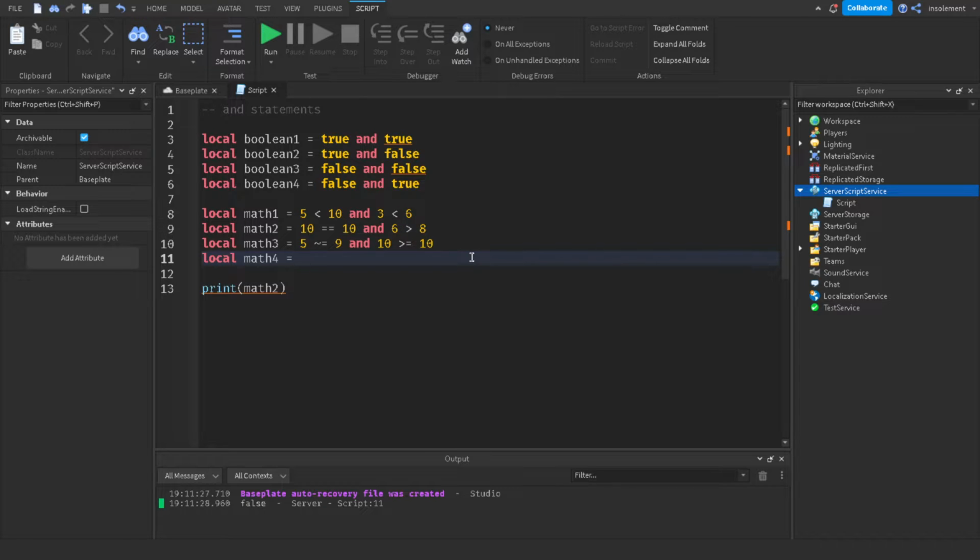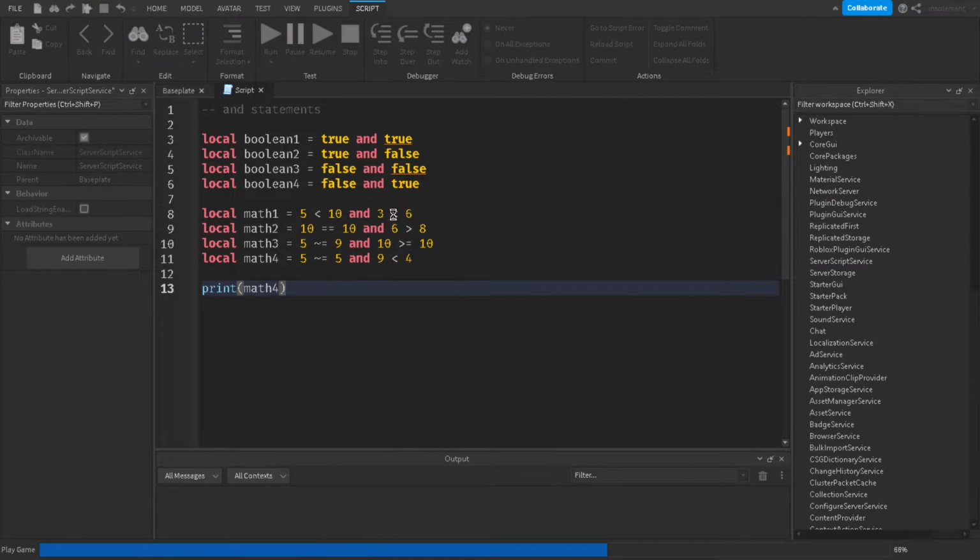Let's say we had both sides being false. So 5 is not equal to 5, and 9 is less than 4. My goodness, wrong language again. I'm sorry. So 5 is not equal to 5. This would be false because 5 is equal to 5. 9 is greater than 4. It's not less than, so it would be false. Both sides are false. If we were to print it, it would be false.